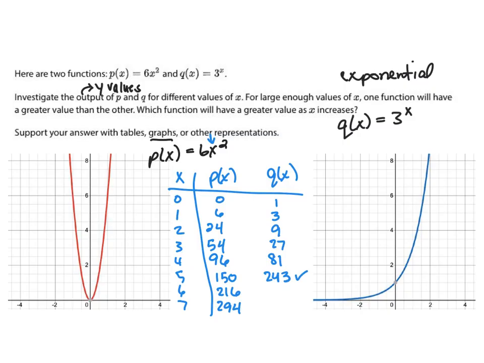Finally, q of x took over. 3 to the sixth power and 3 to the seventh power. So we see that q of x is going to take over a lot faster. Once your input is 5, q is bigger than p.